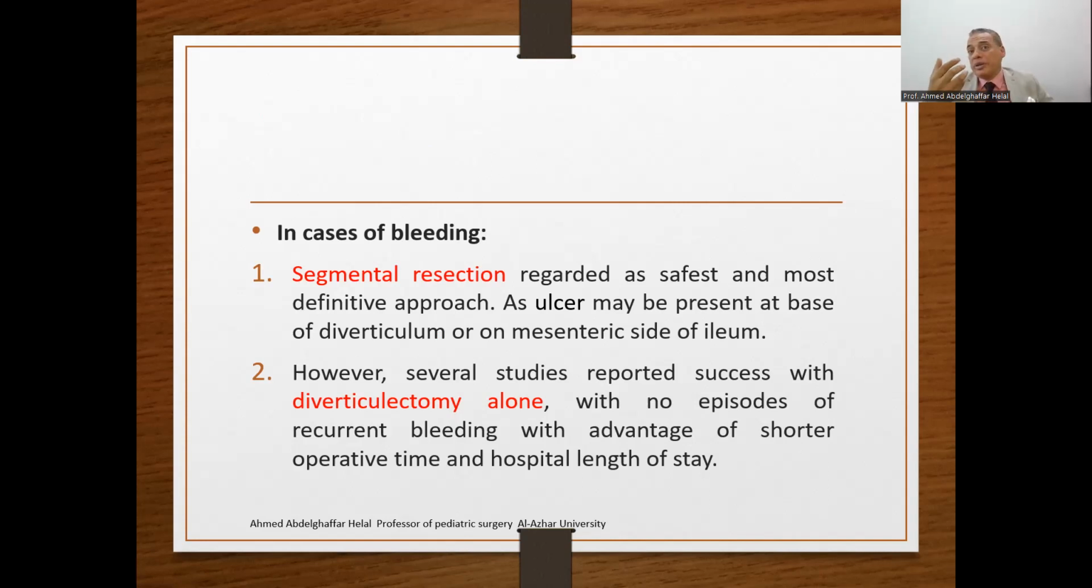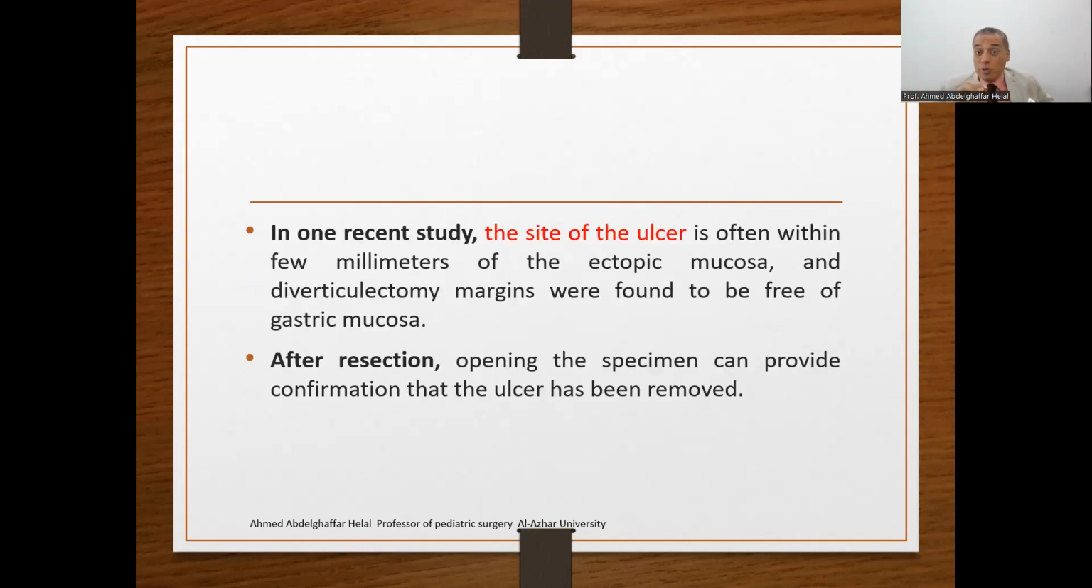According to the diagnosis, whether the cause is obstruction, inflammation, or bleeding, the pediatric surgeon should judge and choose between the different options, whether to remove the diverticulum only or perform segmental resection. In one recent study, the site of the ulcer is often within a few millimeters of the ectopic mucosa, and the margins of the removed diverticulum were found to be free of gastric mucosa. After resection, opening the specimen can confirm that the ulcer has been removed.